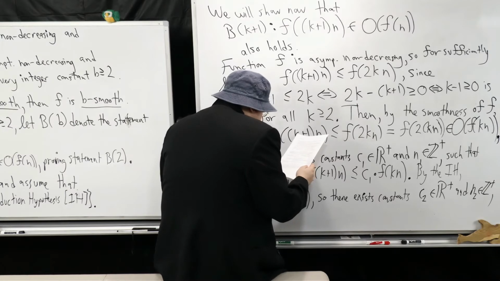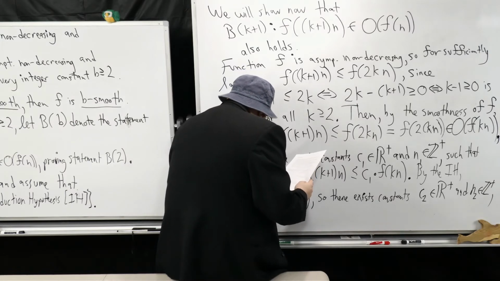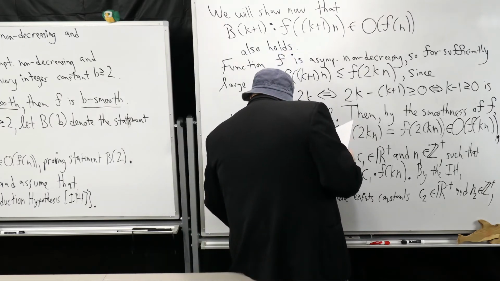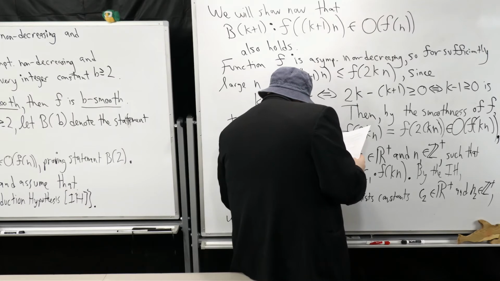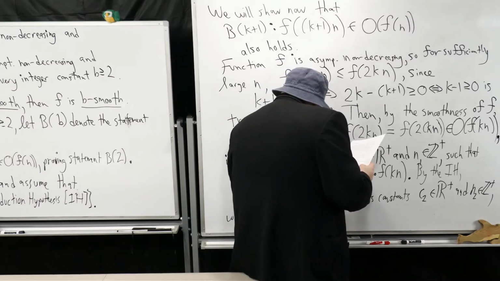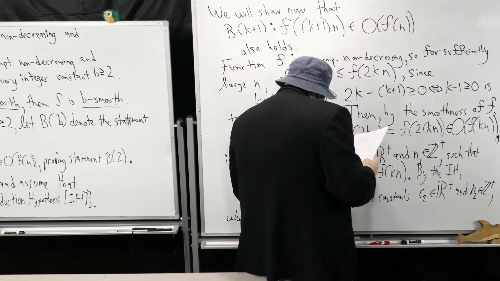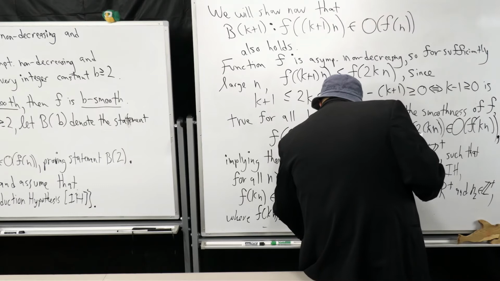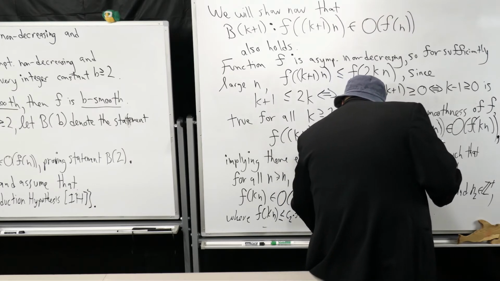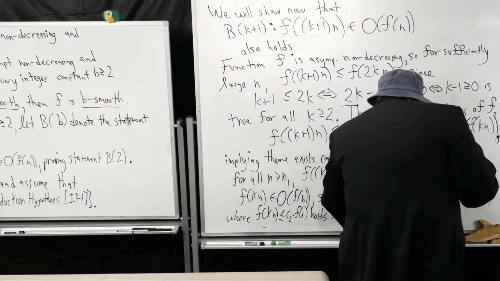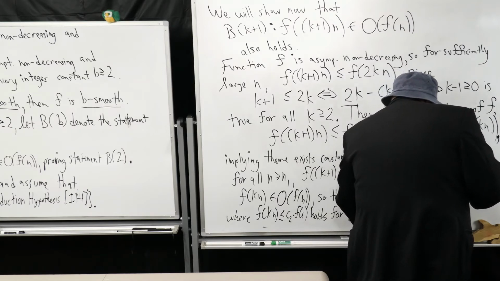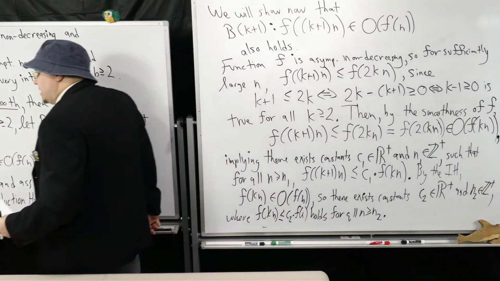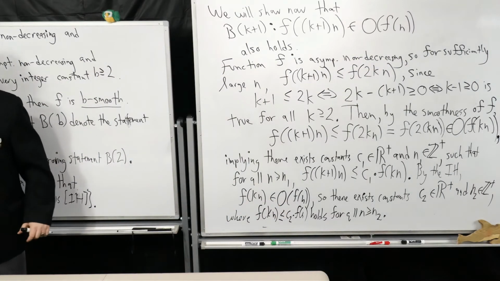I'll just rewrite this a little differently. Don't want to bore the reader too much. Where f of k times n is less than or equal to C2 times f of n holds for all n greater or equal to N2. So you notice I'm just invoking the big O definition a couple of times, right?